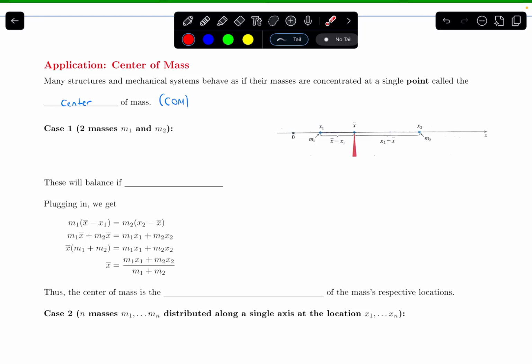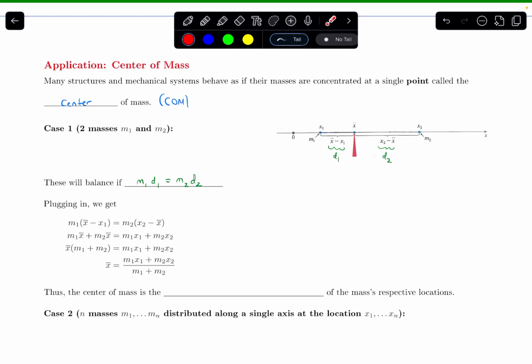I'm going to call this x-coordinate of the center of mass x with a bar on top. This distance, x bar minus x1, I will label d1. And the other distance, x2 minus x bar, I will call d2. It turns out that they are going to balance if m1 times the first distance equals m2 times the second distance. We can verify this through experimentation, but that's what makes it balance.